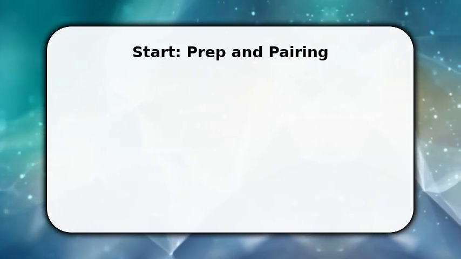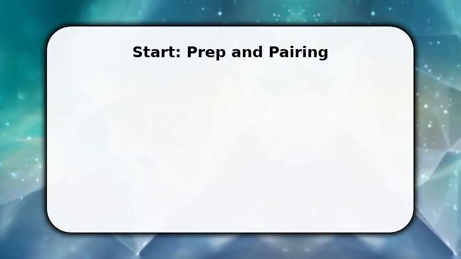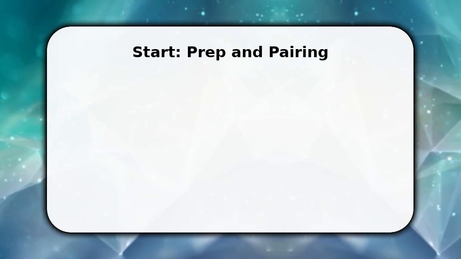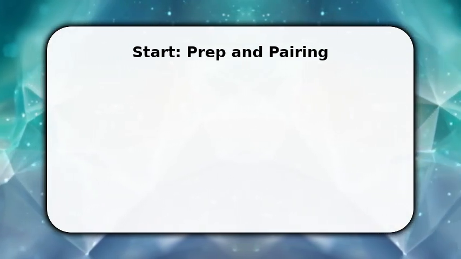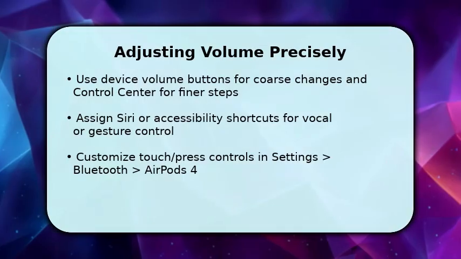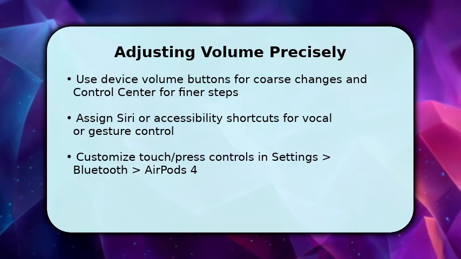Make sure device media volume and app-specific volume are both accessible. This gets you onto the immediate path to control volume accurately and reliably. Now you refine how you change volume. Use the physical device buttons for broad jumps and the control center or volume slider for fractional adjustments.